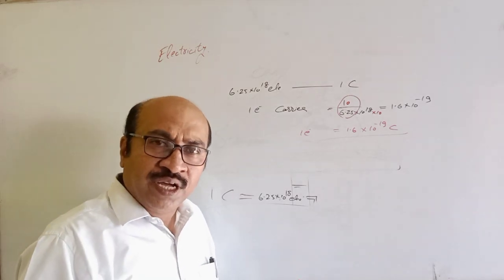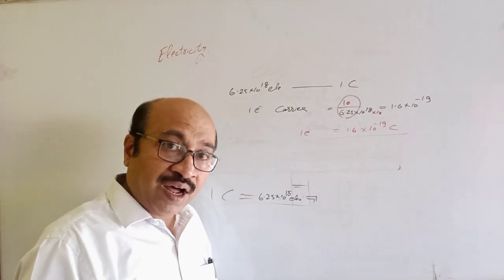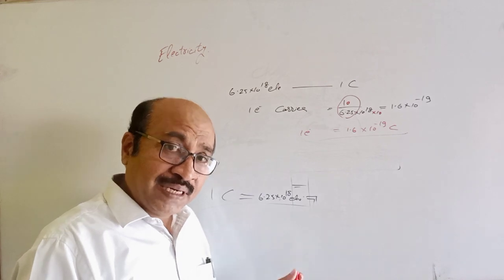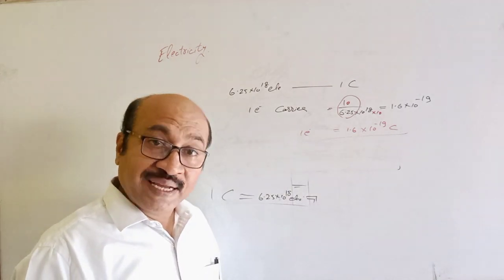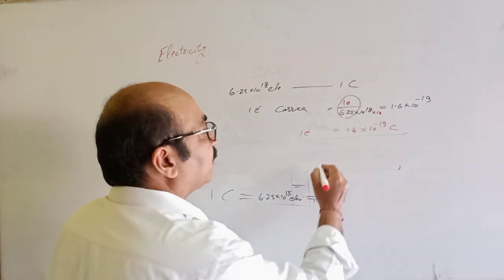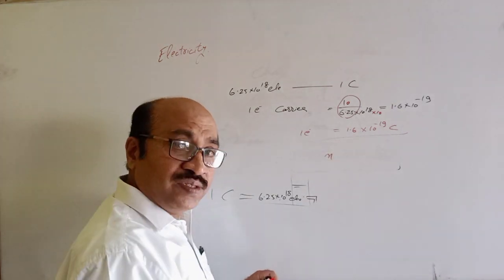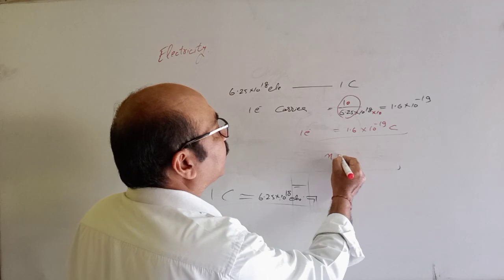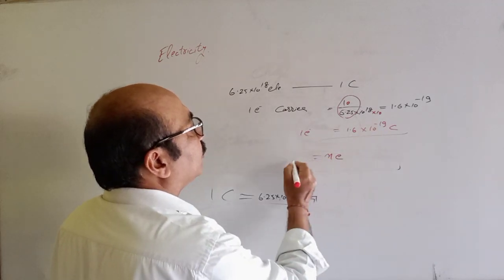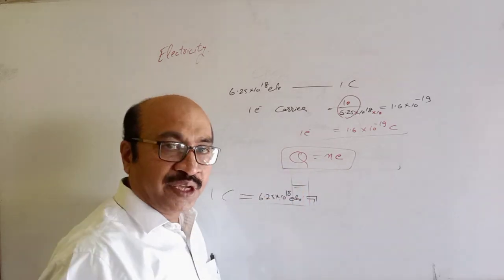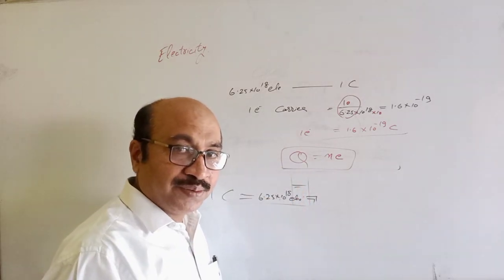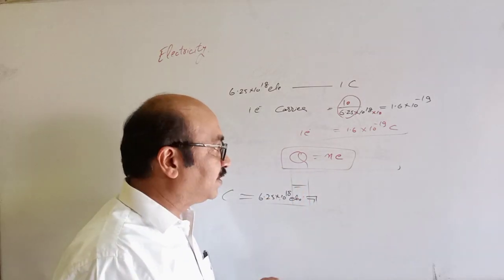And in nature, every body has a charge that is an integral multiple of this small quantity of charge. This is called quantization. Suppose there are n number of electrons and the charge on one electron is this much, then the charge on that body is Q. It is denoted by Q. I think you got that.